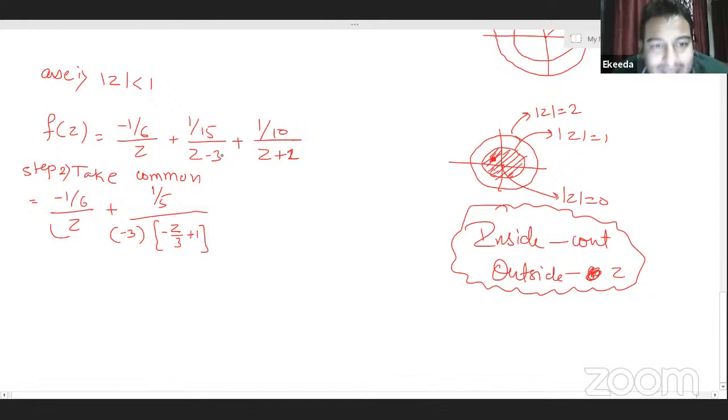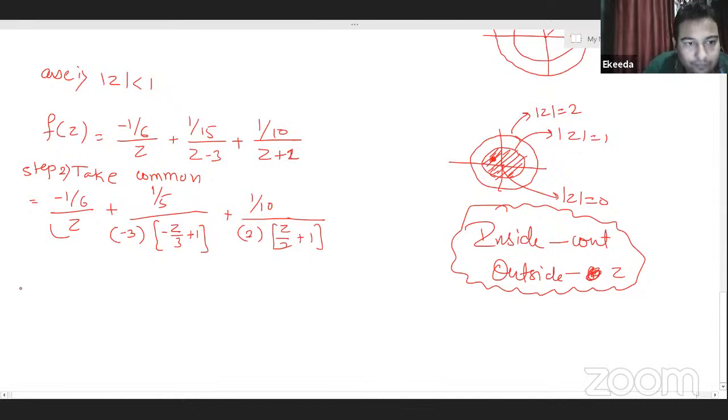In this case, the point is inside both the circles. And if it is inside, we're going to take constant common. So let's take minus 3 common. Taking common means dividing, so both the terms will be divided by minus 3. So this first term will become minus z by 3 plus 1. Again, constant common, because the point is inside this circle also. So this is step number 2 done.